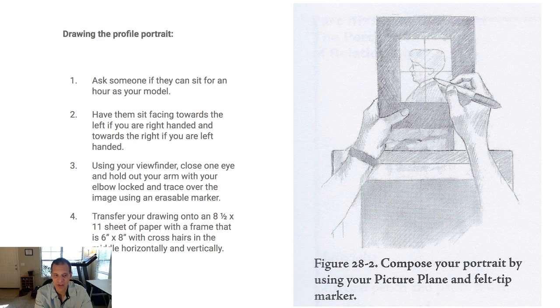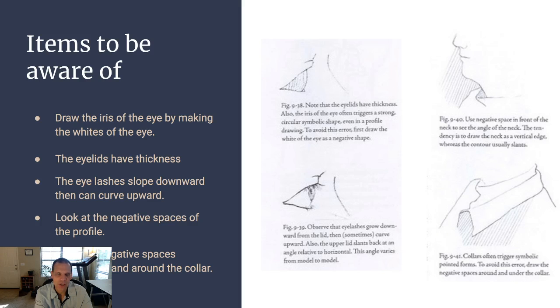You're going to transfer that to an 8.5 by 11 sheet of paper with a frame that is 6 inches wide and 8 inches tall, and which also has those same crosshairs horizontally and vertically that the viewfinder has. Okay, and now here are a few things of note, or to be aware of, as we are doing these profile portraits.